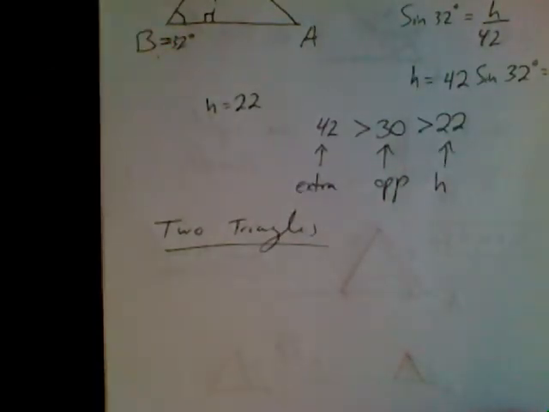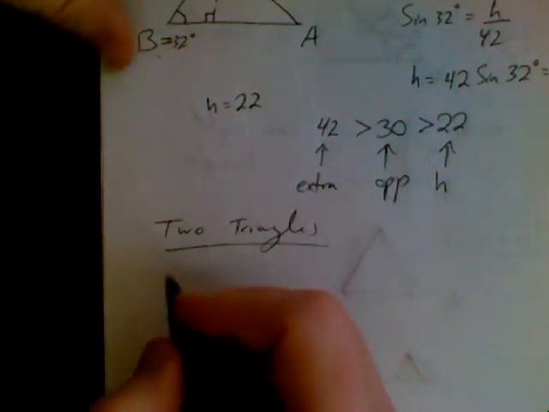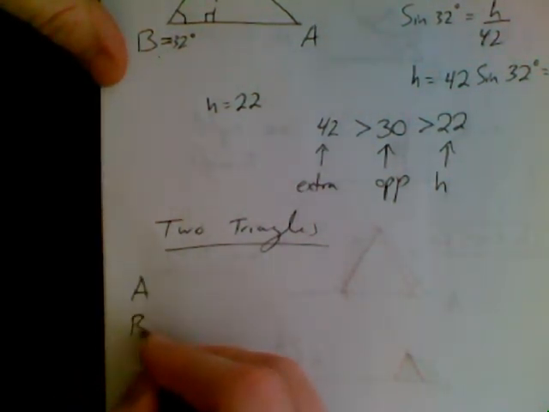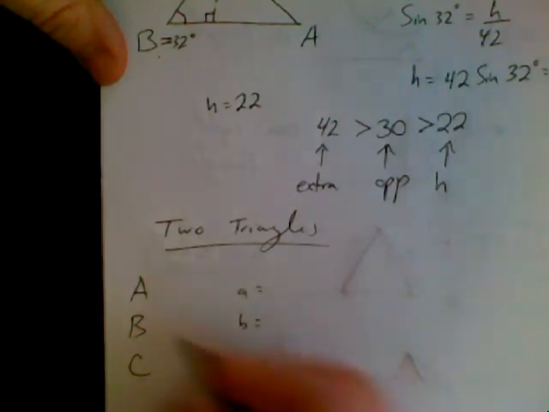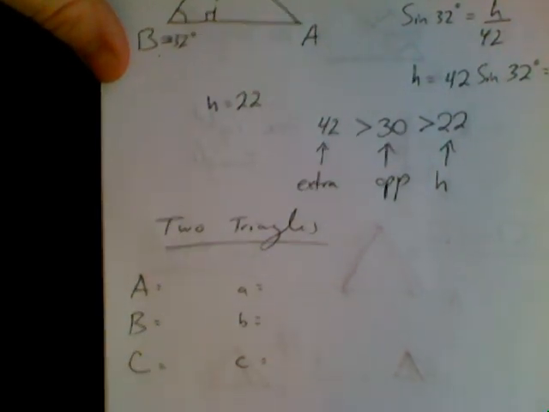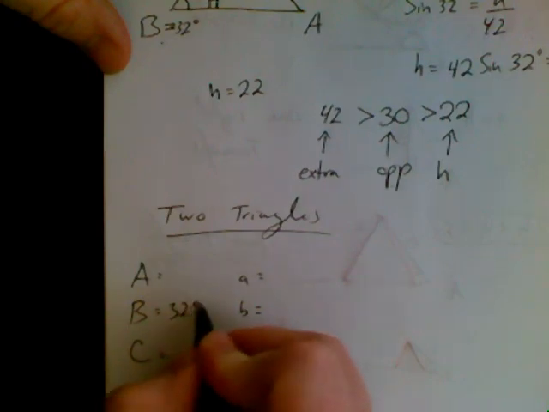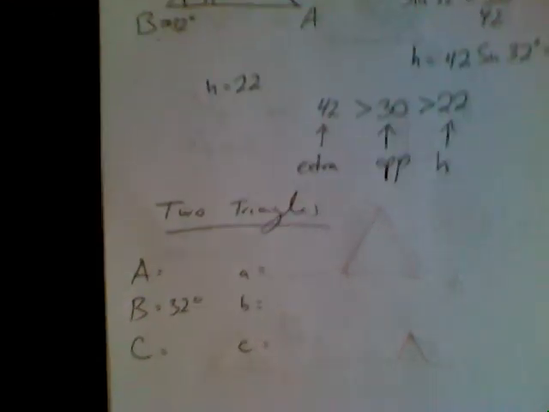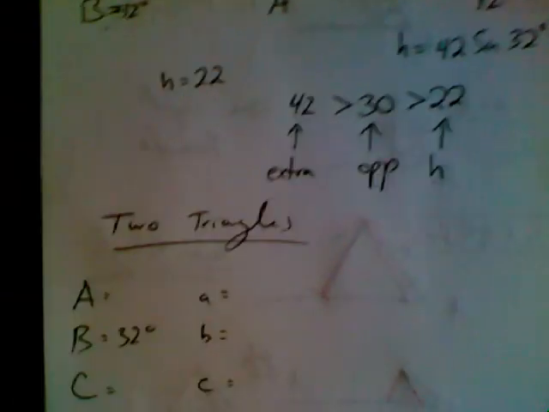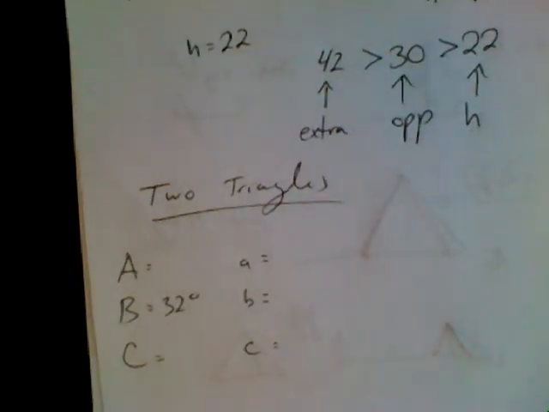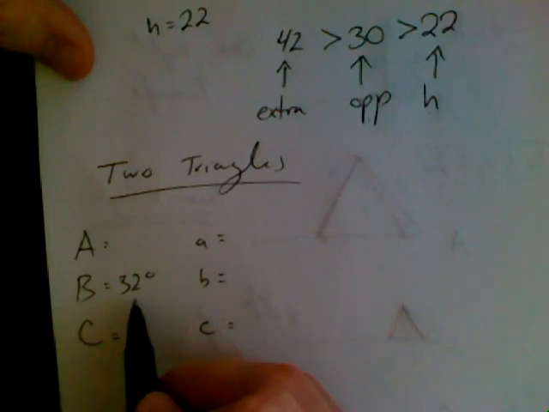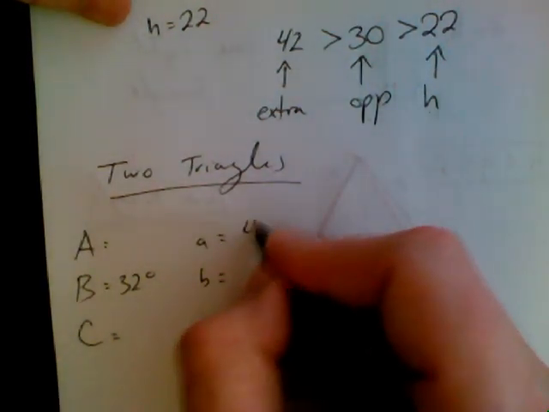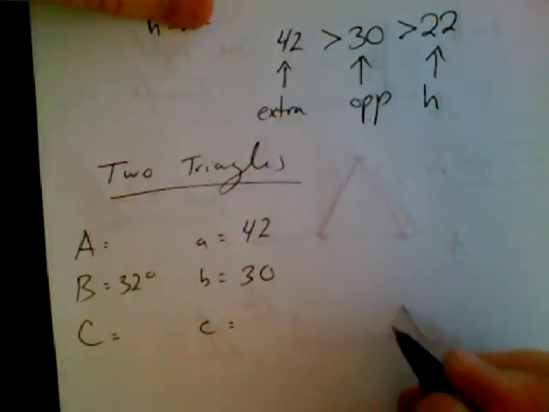With the two triangles, I'm going to have A, B, C, little a, little b, little c. I'm going to write in the values that I'm given. I'm given 32 degrees. That's not going to change. I'm given 32 degrees for B. I'm given 42 for a and 30 for b.